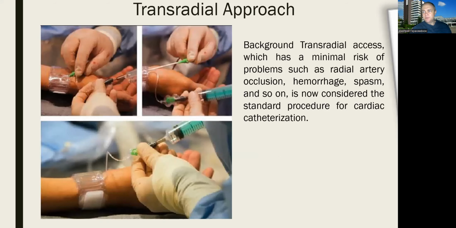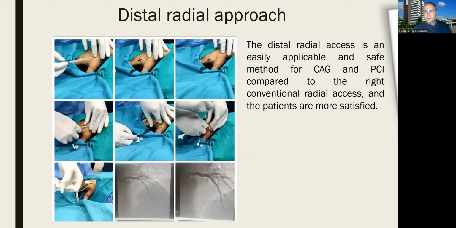This is the transradial approach. Transradial access, which has a minimal risk of problems such as radial artery occlusion, hemorrhage, spasm, and so on, is now considered the standard procedure for cardiac catheterization. This is a new method, the distal radial approach. The distal radial access is an easily applicable and safe method for cardiac angiography and PCI compared to conventional radial access, and the patients are more satisfied after such an approach.